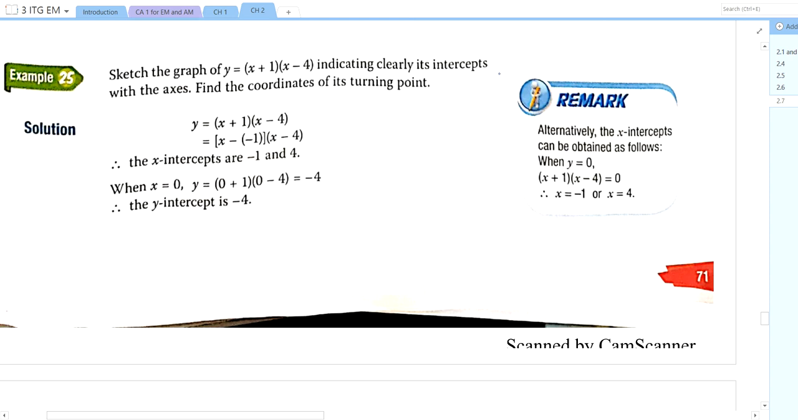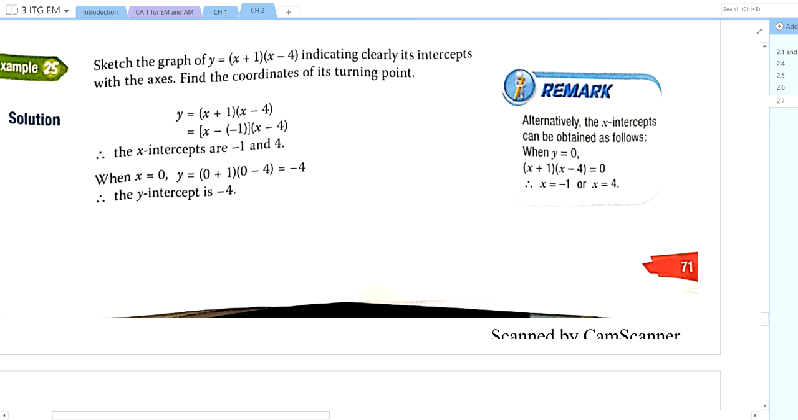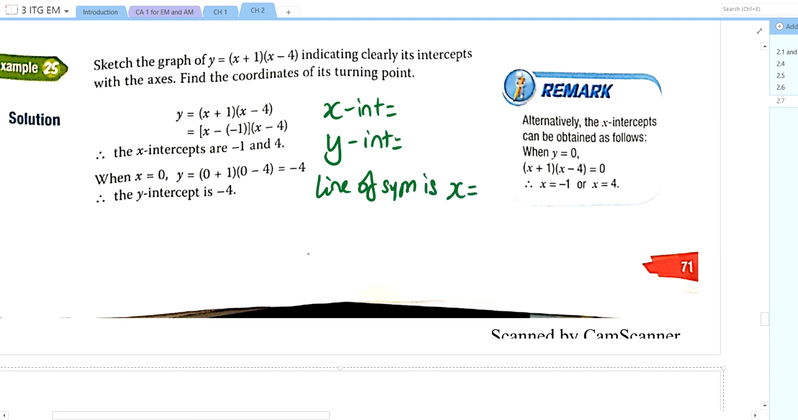Okay, pay attention. Now, when I have to sketch the graph, I will always use my same template. What do I want to find first? X-intercept, y-intercept. What else? Line of symmetry. The line of symmetry is x equals to, and finally the blank point equals to, and then a set of coordinates. I always use this to help me with my sketch, because all these are crucial information.